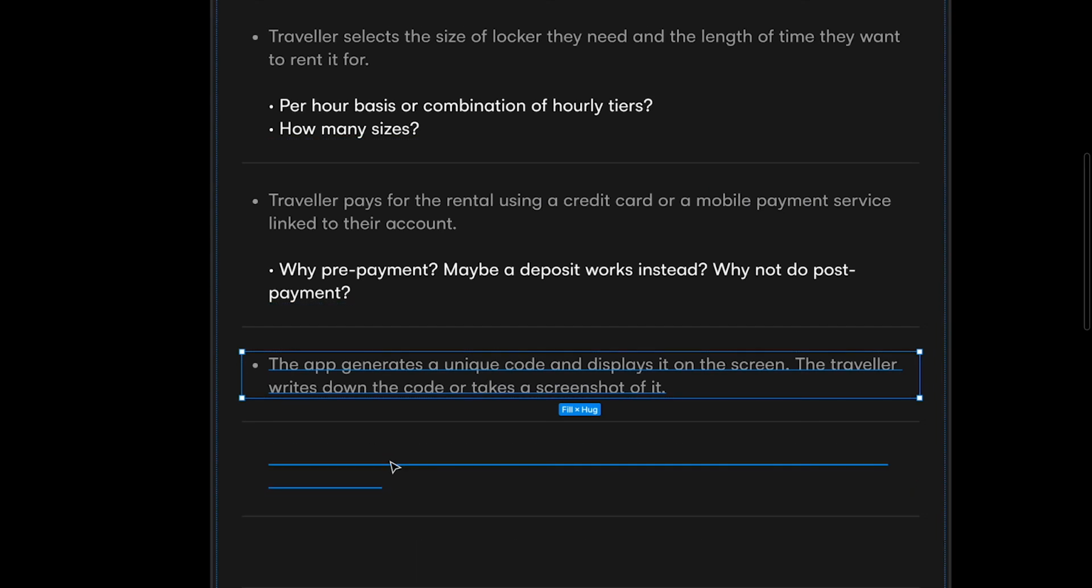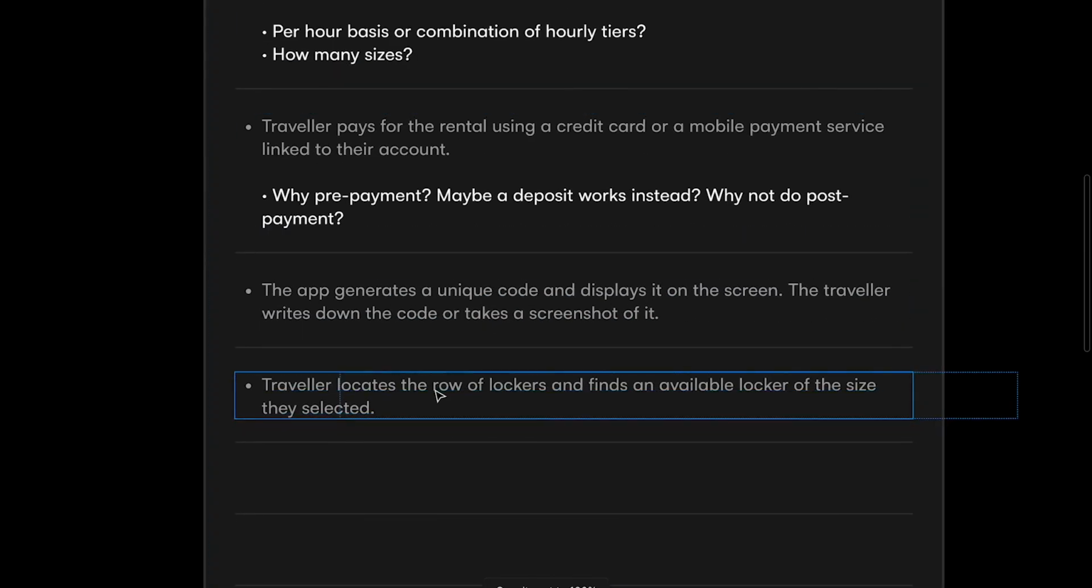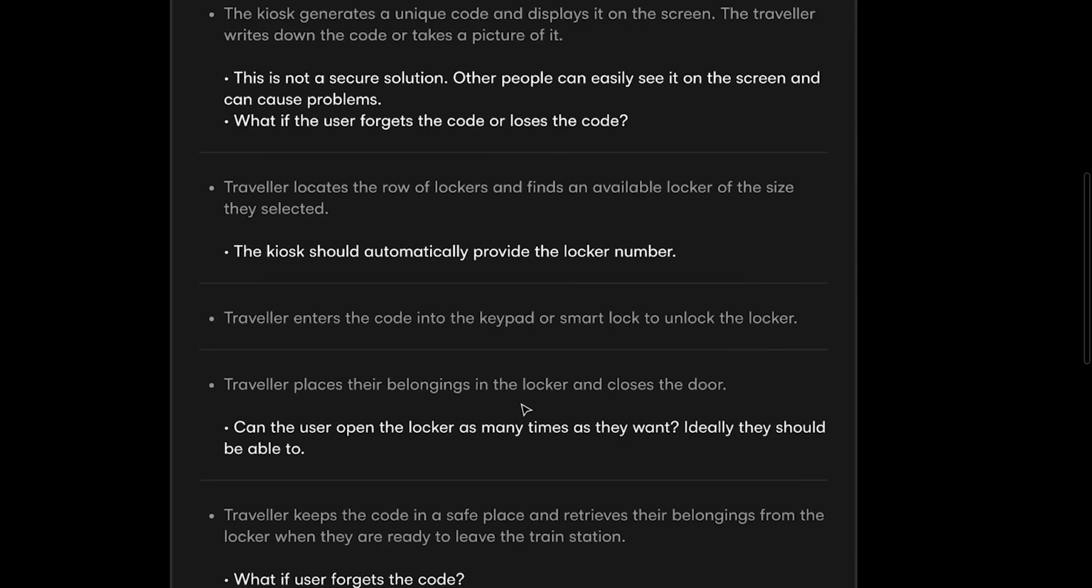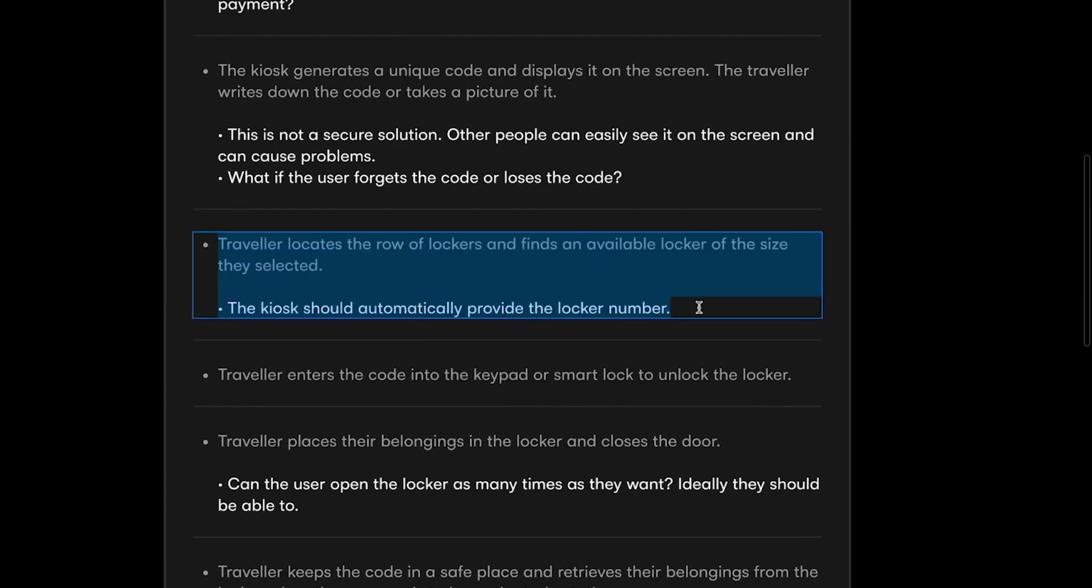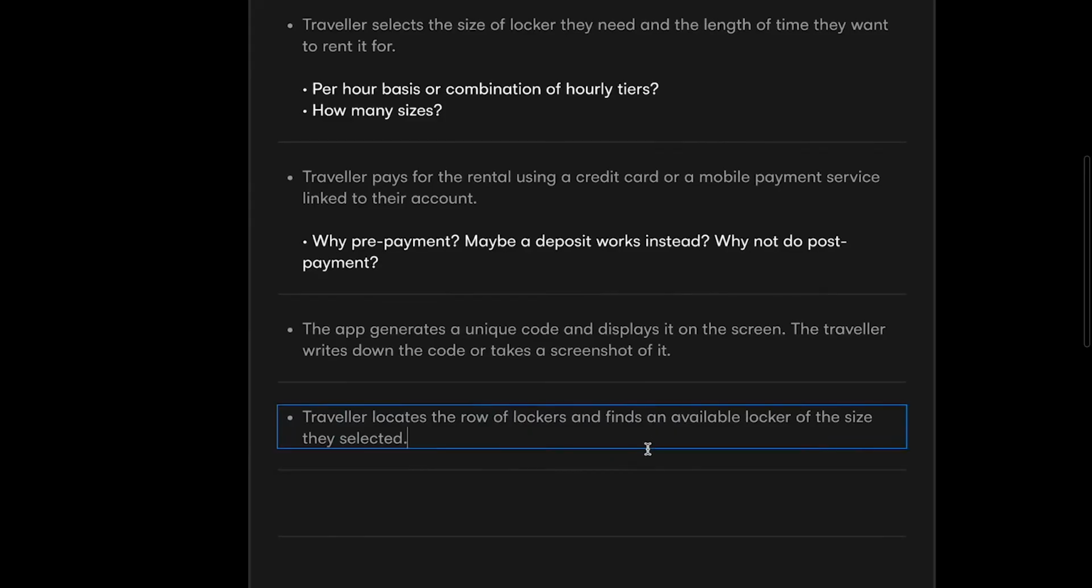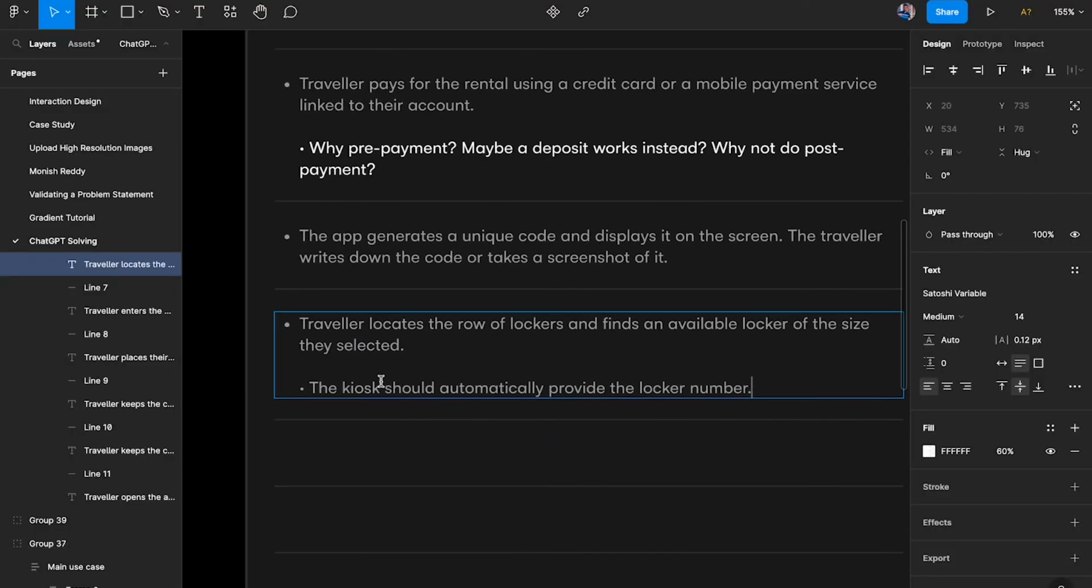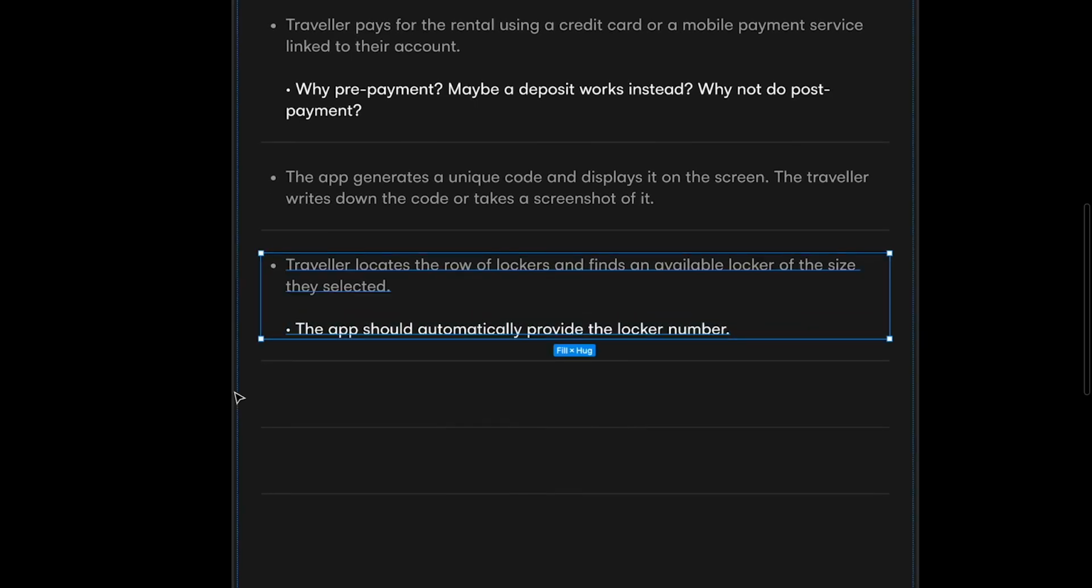So that's good. Then the traveler locates the row of lockers and finds an available locker in the size selected. Again, here as well, I would say the app should automatically provide the locker number. So I'm going to add that over here. I'm just going to say the app should provide the locker number, and that locker number is going to be assigned to this particular person.